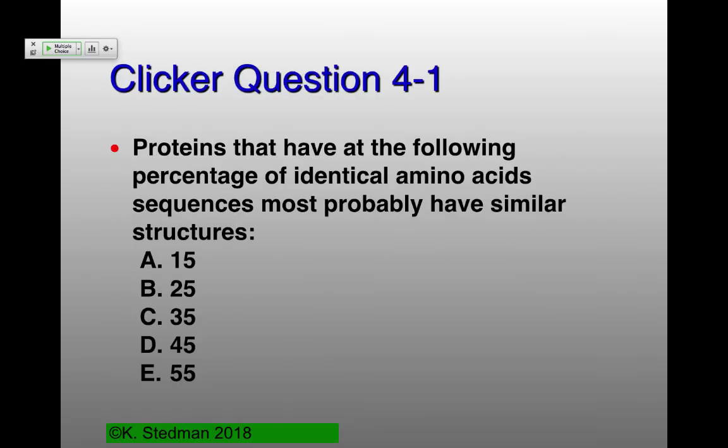Our next question is: proteins that have the following percentage of identical amino acid sequences most probably have similar structures if they have 15, 25, 35, 45, or 55%. And I would say the minimum number there.